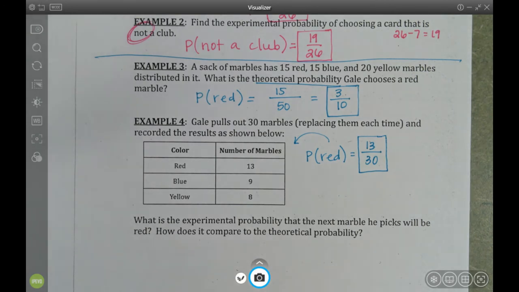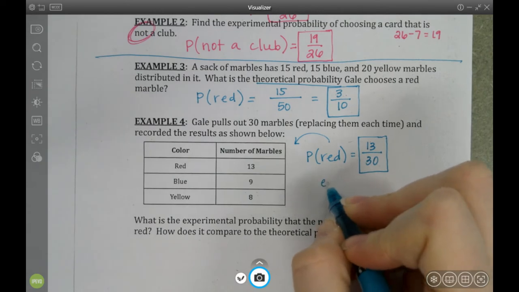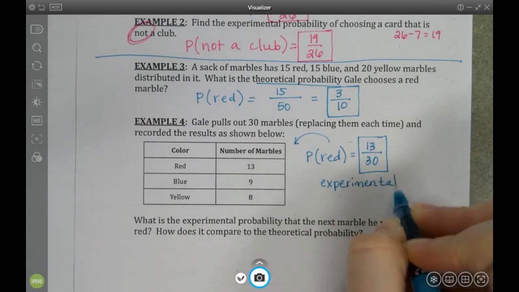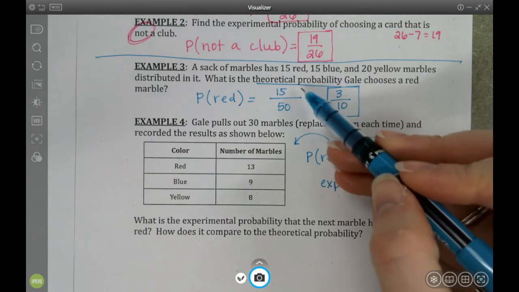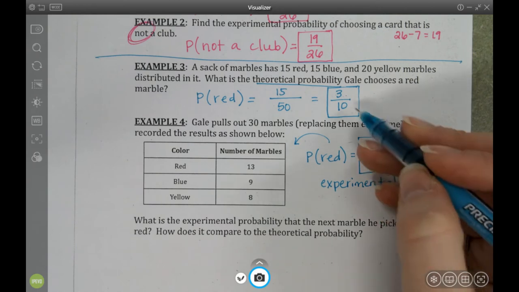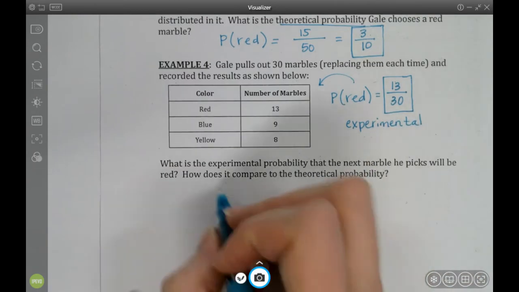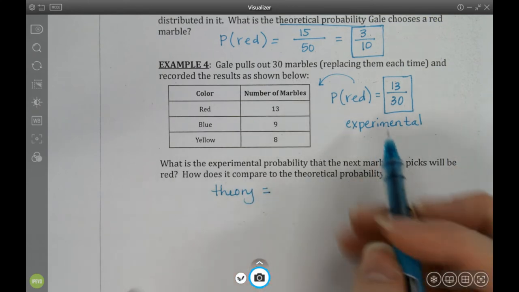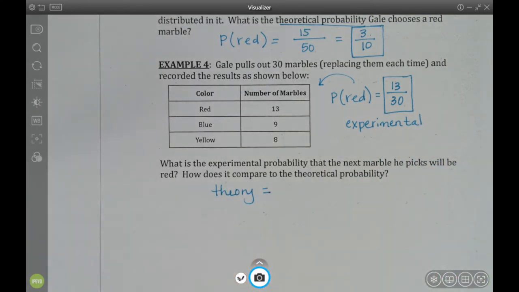No, that's the experimental, right? Okay, this one is experimental because he did the experiment and these were the results. This one was theoretical. So how does 3 over 10 and 13 over 30 compare? Well, in theory, I was not looking at example number 3. I know it's a little confusing the way it's worded. I didn't connect the dots where it's 15 red, 15 blue, 20 yellow.